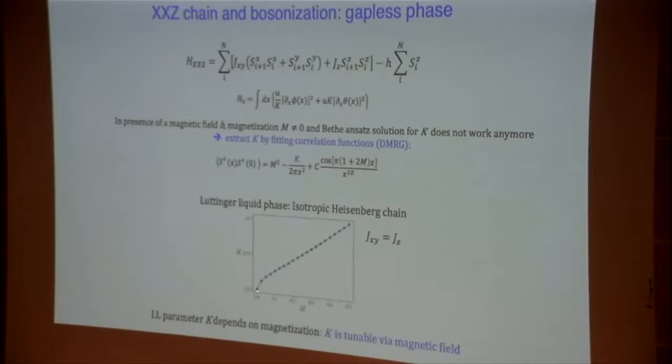So for example, here is a plot of K as a function of M, for the value as indicated here. So also here, the conclusion is that this parameter K can be tuned via magnetic field because the magnetic field tunes the magnetization. Good.